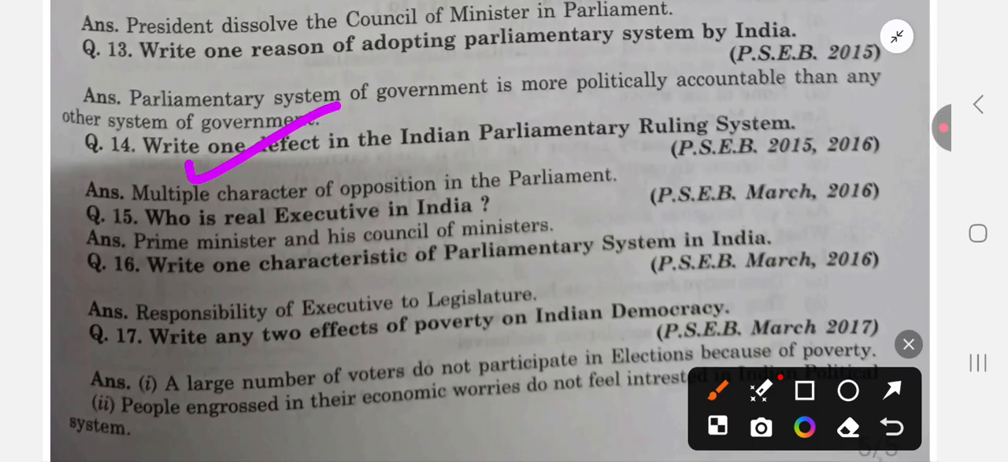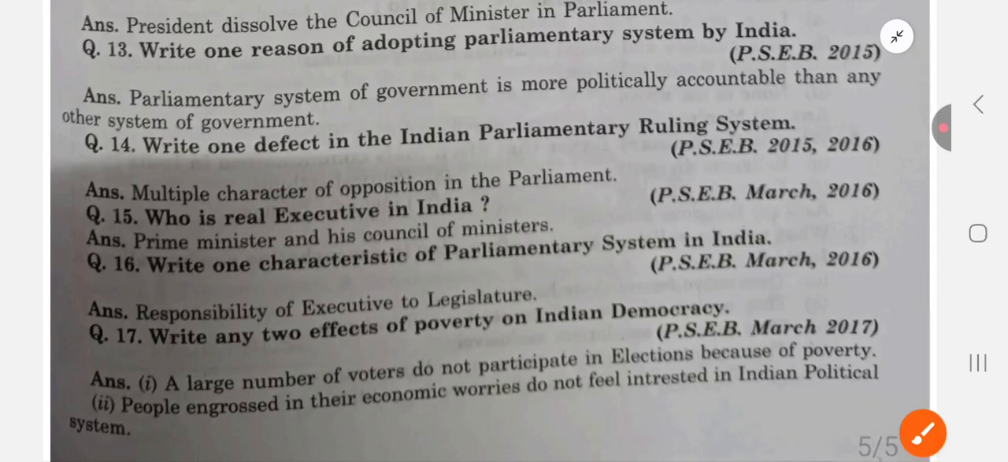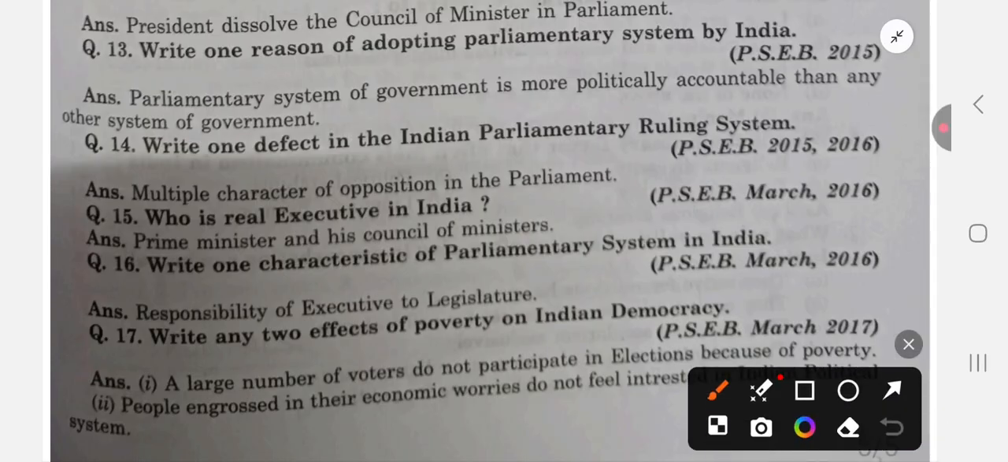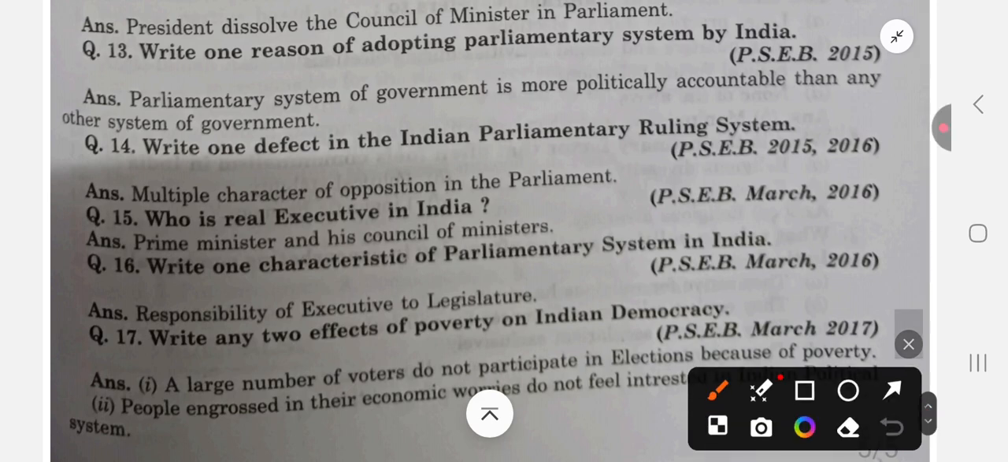Who is the real executive in India? Prime Minister and his Council of Ministers is the real executive. Write one characteristic of the parliamentary system in India. Responsibility of the executive to the legislature. Write any 2 effects of poverty on Indian democracy. First is less participation by the voters, because due to poverty people are less interested in political activities. So these can be the 2 effects of poverty.